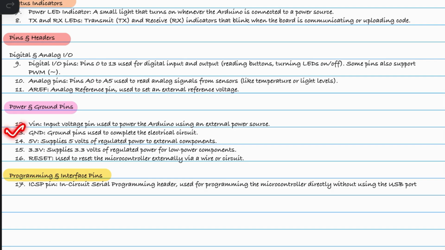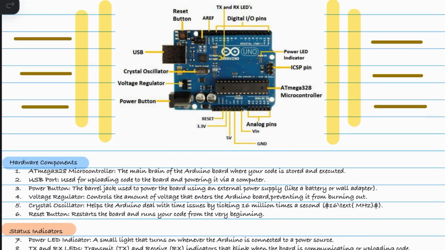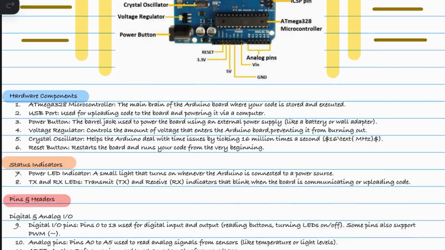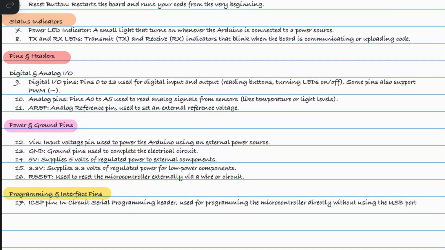Then we also have GND. GND stands for ground. So electricity cannot flow unless it has a complete path back to the source. So the ground pins are the return path. Every sensor and actuator you connect to the Arduino must share a common connection with those ground pins to complete the circuit. Alright. You see over here we have ground pins, right? So this is where you need to actually connect.